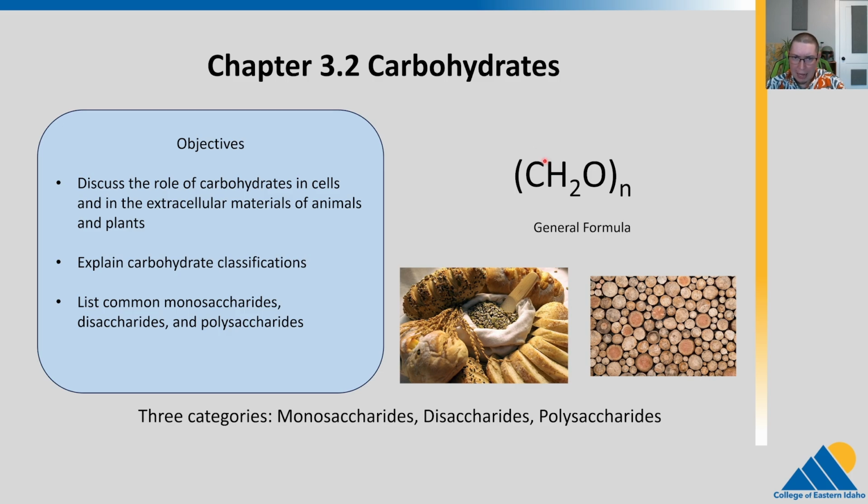That is CH2O, so 1 carbon to 2 hydrogens to 1 oxygen, and then you add any multiple of n to that, so it could be 1 or 2, that would be C2H4O2, right, or C3H6O3, so on and so forth. That is the formula for a carbohydrate. So they are composed of carbon, hydrogen, and oxygen.